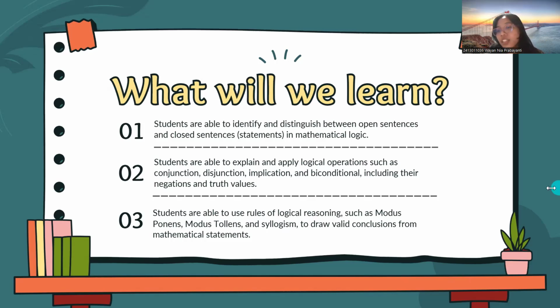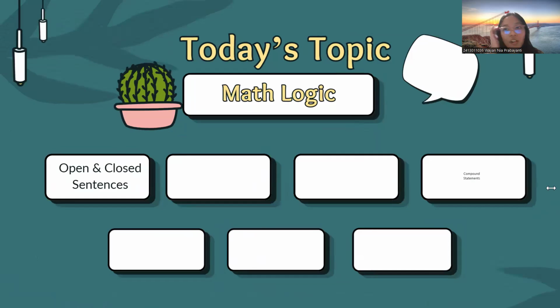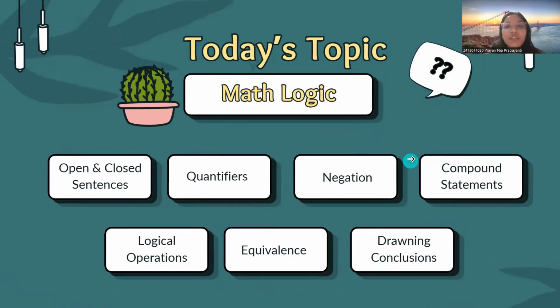So today's topic is quite full. We are going to talk about seven topics. The first is open and closed sentences. Second is quantifier. The next is negation, compound statements, logical operation, equivalence, and drawing conclusions. So let's start.